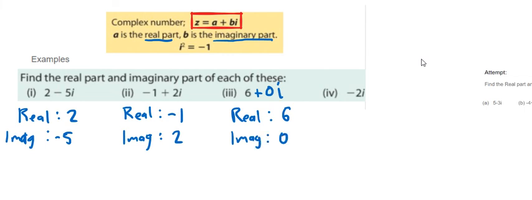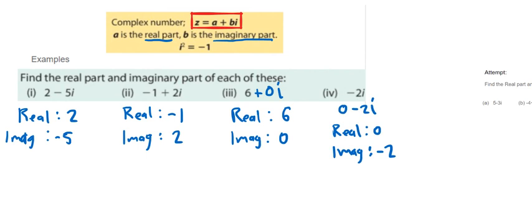The last one, again, this time there's an i part in it, but there's no bit on its own, so there's no a part really. But you could say minus 2i is the same thing as 0 minus 2i. And then it helps us to see that the real part is 0 and the imaginary part is minus 2. So that's the real and imaginary parts of each of those complex numbers.